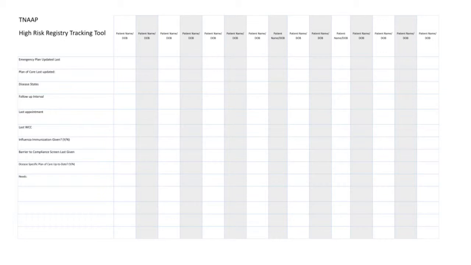You've got a place for your plan of care. Does this particular patient have their plan of care in their chart? What type of disease states does this patient have? When was their last appointment? When are they due for their well child check?